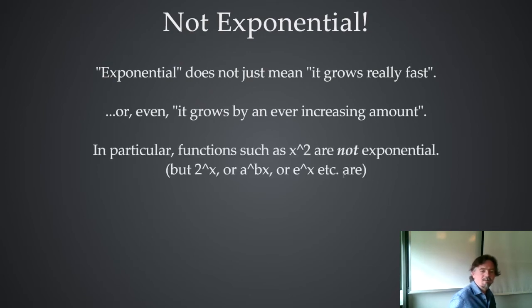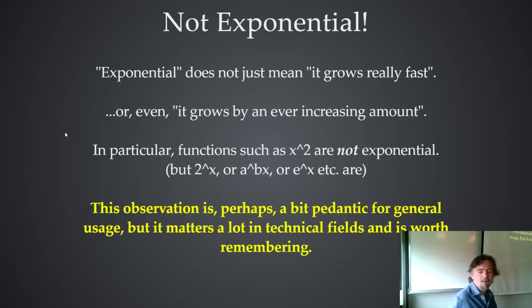So for example, the function x squared, if you plot that, it goes up and it gets steeper all the time. It's definitely a curve that gets faster, but it's not an exponential. That's just not the same thing. But 2 to the power x would be exponential, and x to the power 2 is not. So that's a kind of pedantic distinction, but it's worth bearing in mind if you're talking technically, just to not get confused about which things are exponential and which are not.